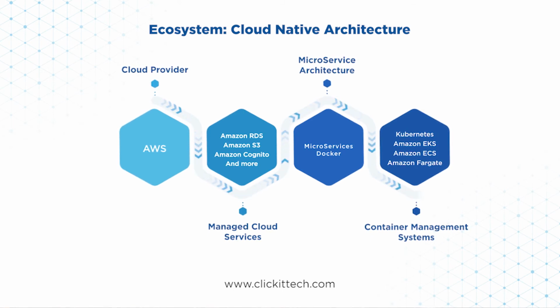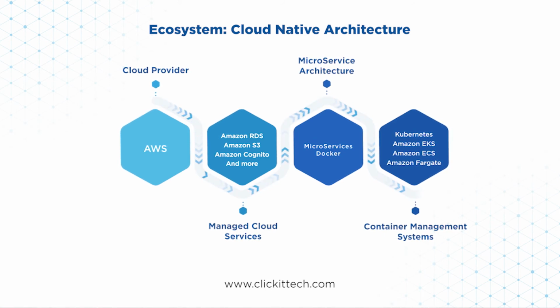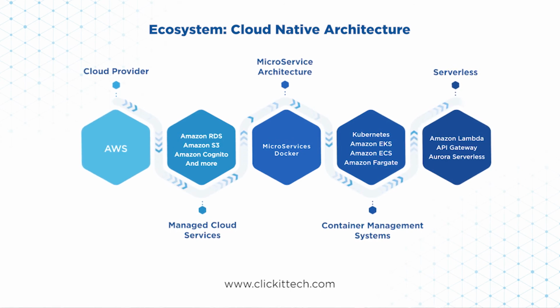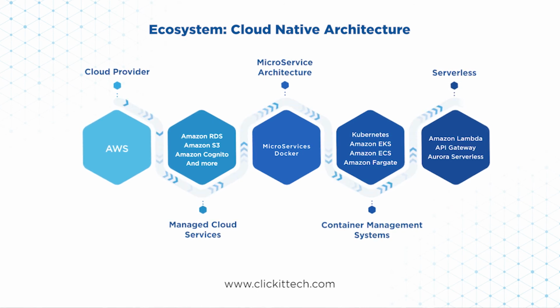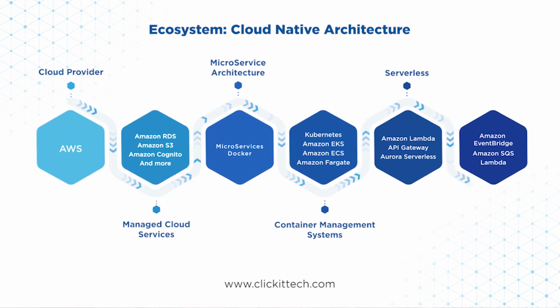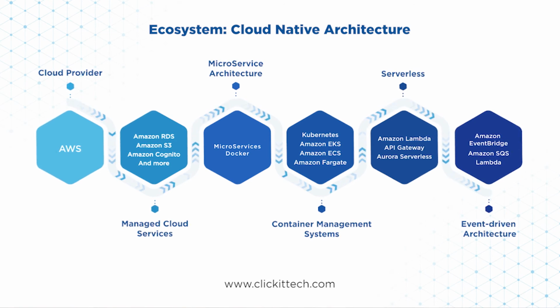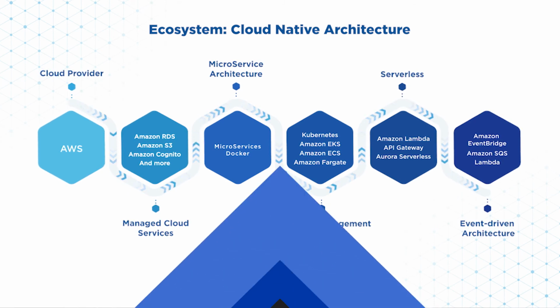Then the pieces that can be decoupled, let's say complex algorithms, jobs, batch processing systems, can be put in a serverless ecosystem. In this case, the tools are AWS Lambda, Amazon API Gateway, and Amazon Aurora Serverless. And finally, you could use an event-driven architecture which works with the serverless ecosystem. In this case, the tools are Amazon EventBridge, Amazon SQS, and AWS Lambda.